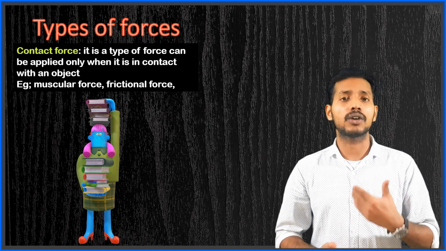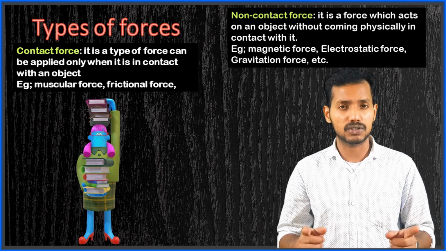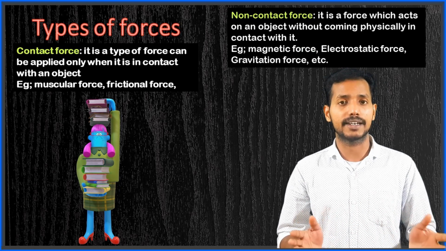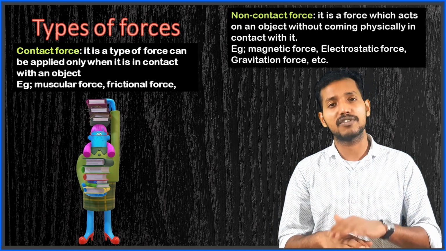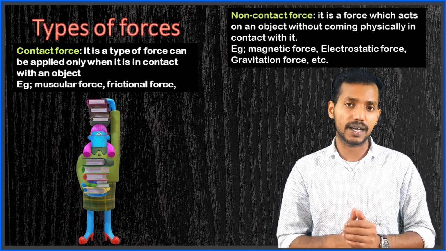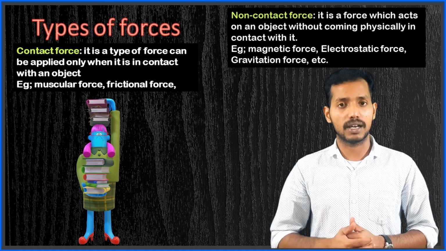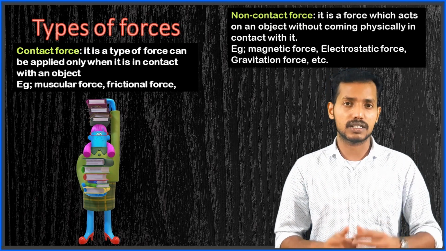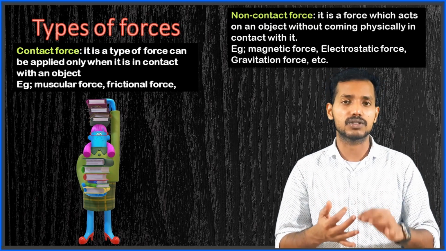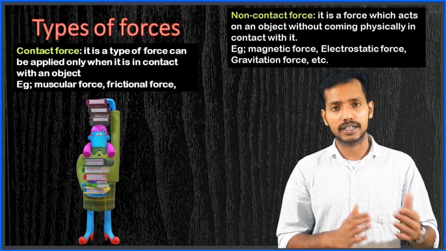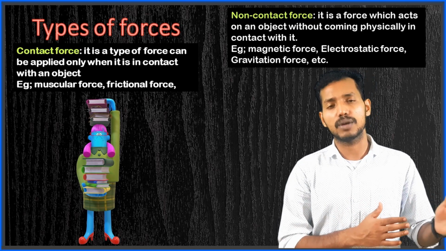Similarly, what are non-contact forces? It is a type of force which acts on an object without coming physically in contact with it. It is not necessary that there be a physical contact between the objects. Without physical contact, the force can be applied. Such types of forces are called non-contact forces. For example, magnetic force, electrostatic force, and gravitational force. These are some examples of non-contact forces. Let's discuss them one by one.